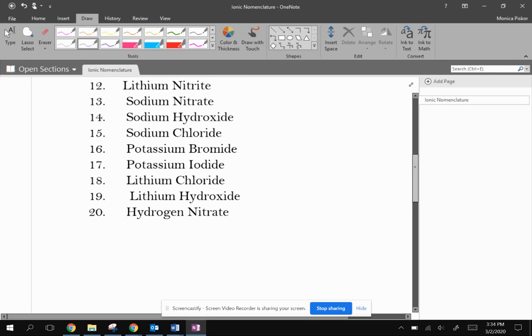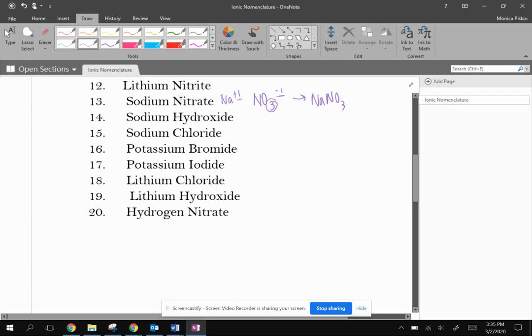So what if we have the name and we need to go to formula? Let's look at number 13. Sodium has a positive 1 charge, and it always will. Nitrate is NO3 with a negative 1 charge. What we do with the charges is we try to get them to cancel out. So plus 1 cancels out negative 1. So the formula for sodium nitrate is NaNO3. You don't ever look at the subscripts whenever you're trying to cancel out charges, just the superscript charges. That's what we're looking for with canceling out.